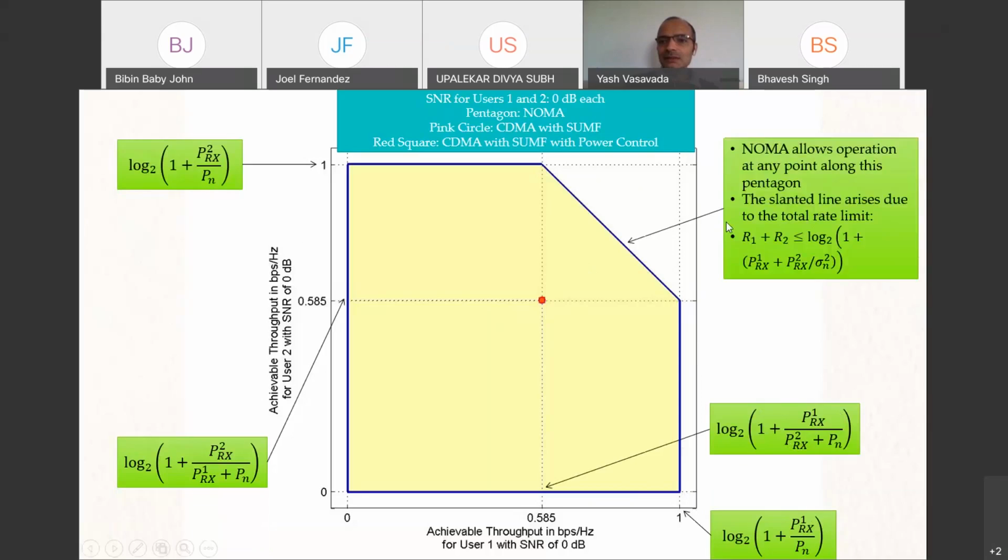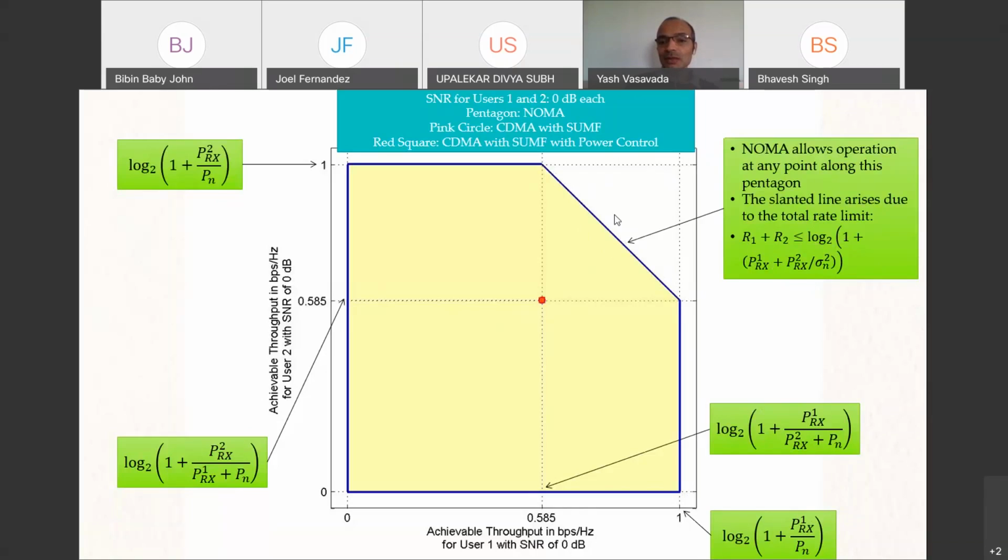And so in general, NOMA will allow operation at actually any point along this line. Why can I not draw a full square? That is because I cannot violate the information theory limit. The rate R1 plus R2 cannot exceed this total rate limit. And so this is the maximum that you can get in terms of the net system throughput.